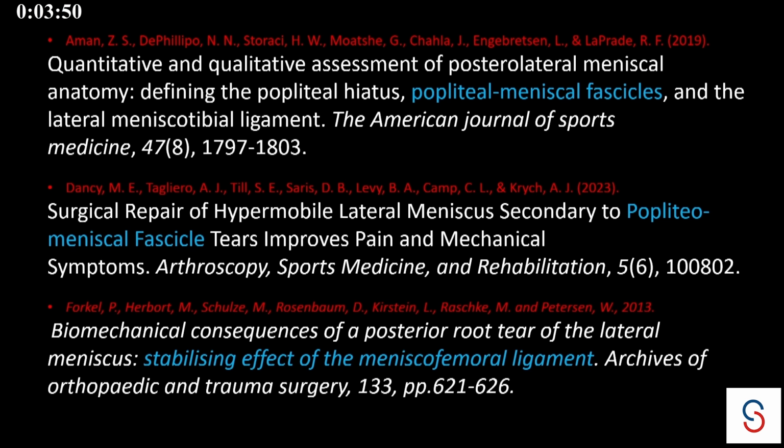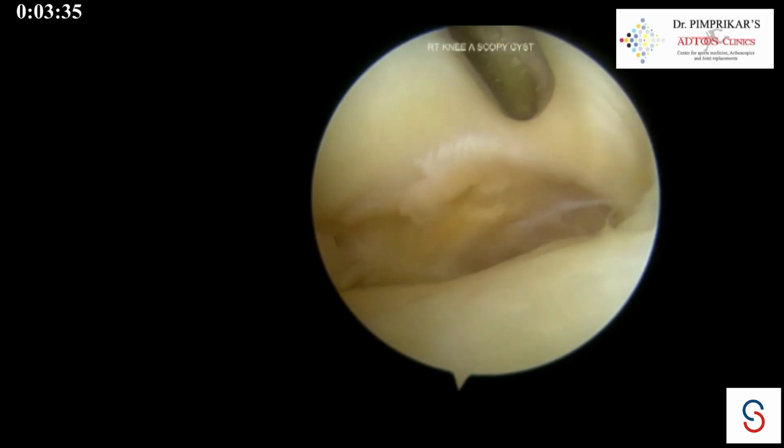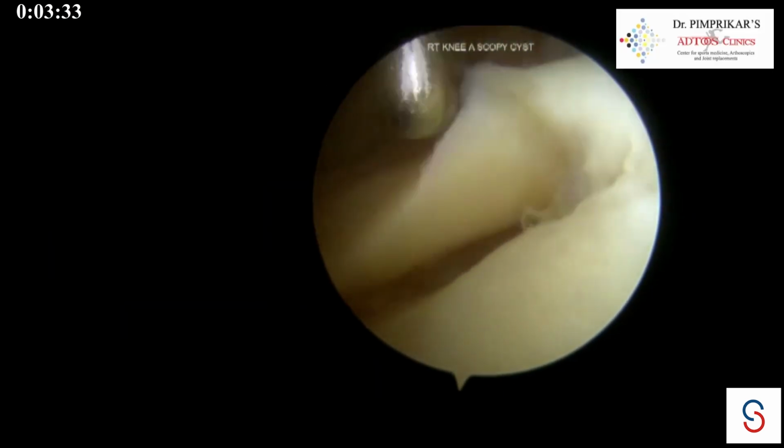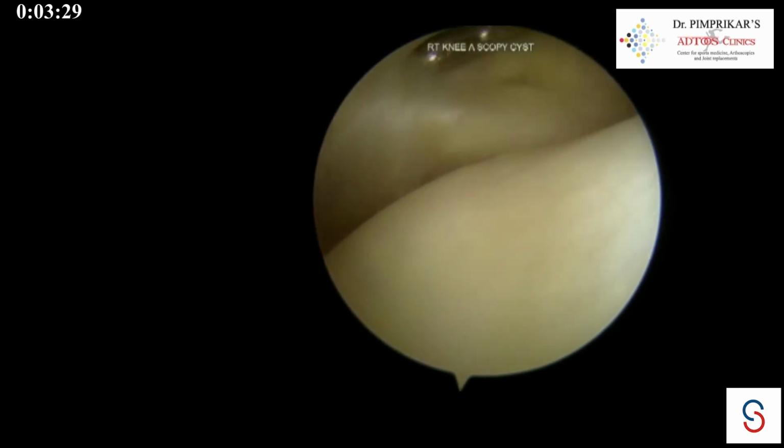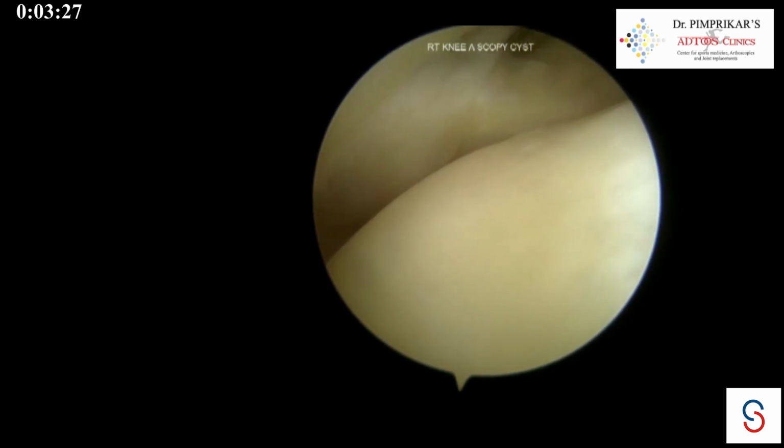Those are certain papers on popliteomeniscal fascicle injuries. We thought that if it is arising from the tibiofibular joint, then why is it antigravity? The cyst was much more superior to the tibiofibular joint, and we thought this was not related to that. That was the arthroscopy picture. That's the lateral meniscus, and that's the inferior surface of the lateral meniscus here. So we did a standard arthroscopy.